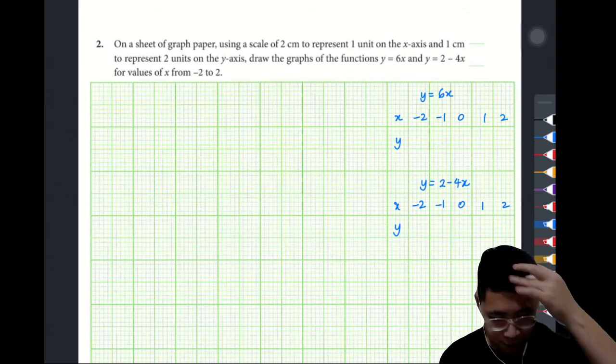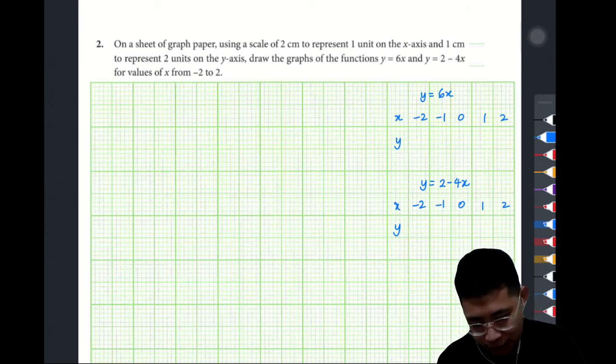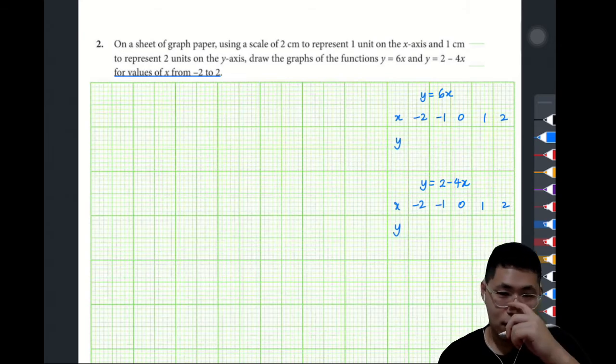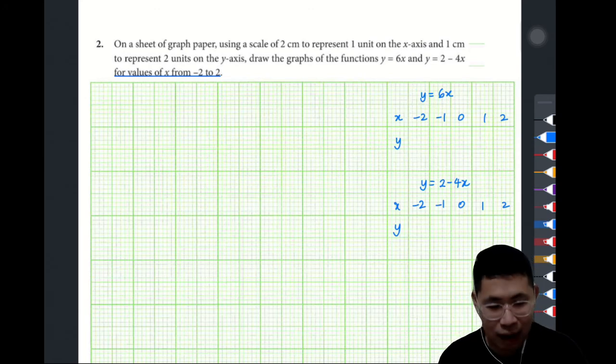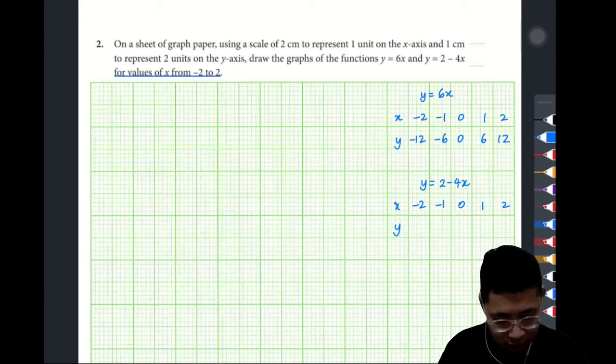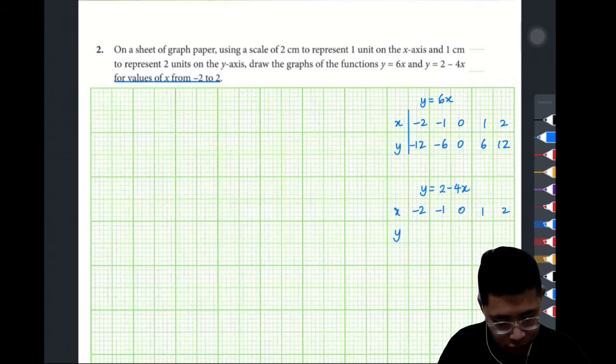Okay, so what I am doing is, for values of x from -2 to 2, I'll just need to run these values in order to find the value of y. Now y is equal to 6 times x, so 6 times whatever x is. 6 times -2 will be -12, 6 times -1 will be -6, 6 times 0 is 0, 6 times 1 is 6, 6 times 2 is 12. Okay, so we've got the values for our first set.